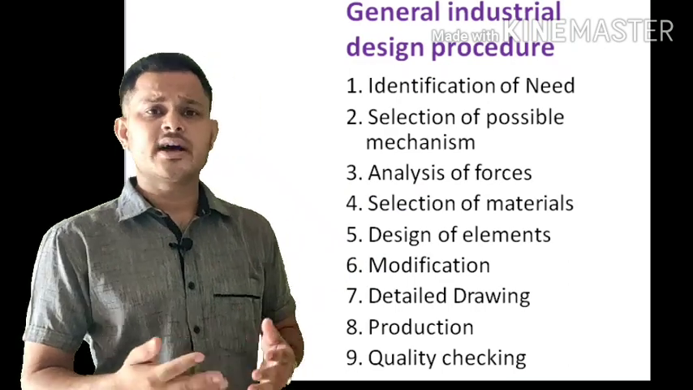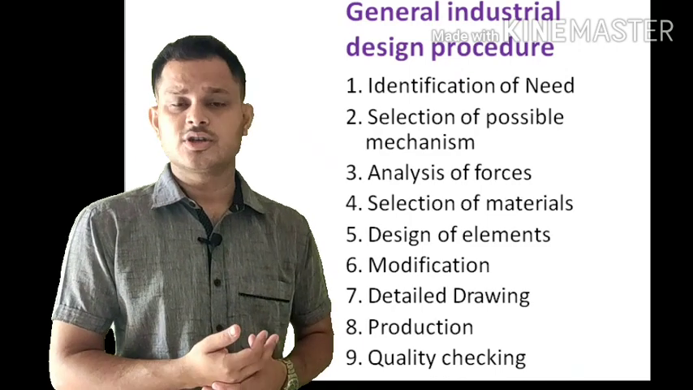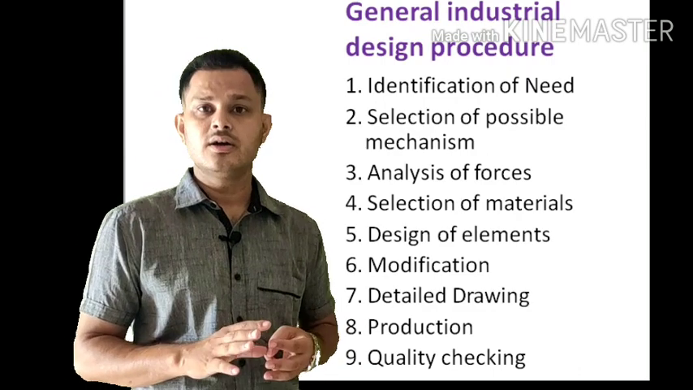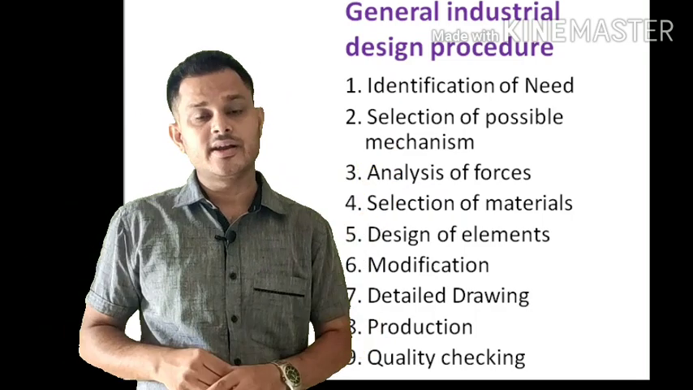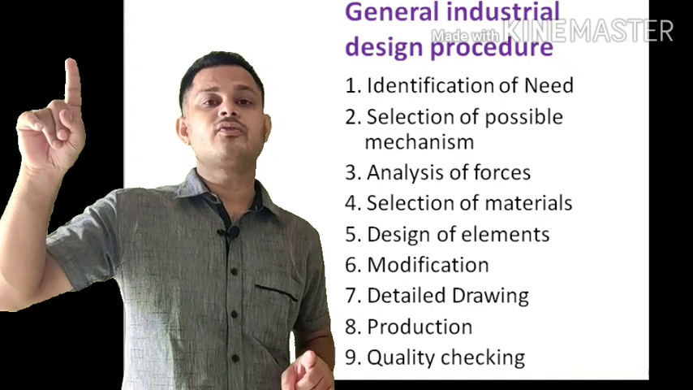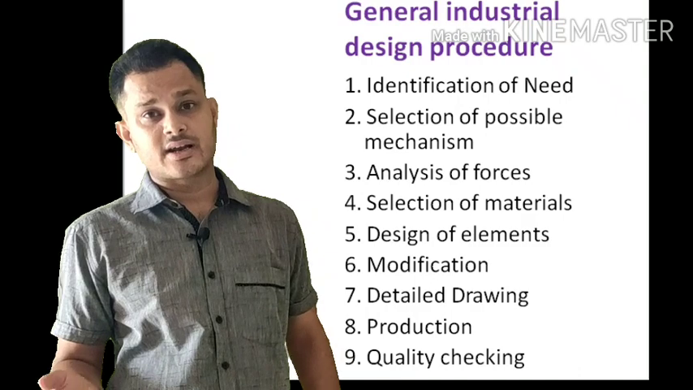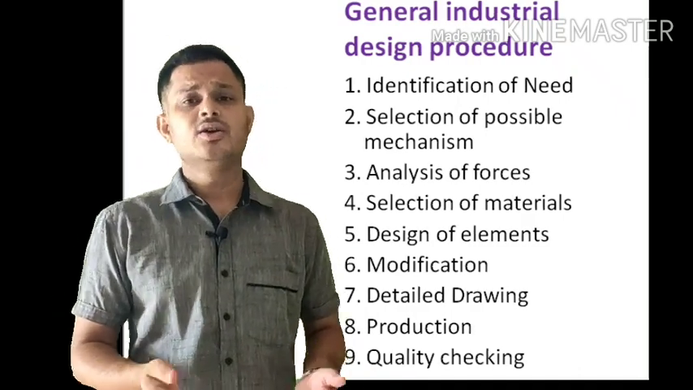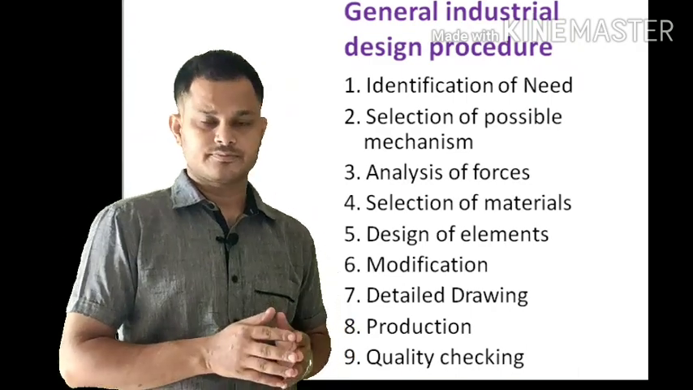And the most important and last step here is quality checking. Once the product is manufactured on the shop floor, the quality checking has to be done very genuinely, to see whether the problem that was identified and all those objectives are satisfied or not. When the quality is not okay, we have to modify somewhere and check what is going wrong: whether the forces were not considered correctly, whether the material has to be changed, or the design of elements has to be changed. Depending upon that, quality checking becomes a very important step.